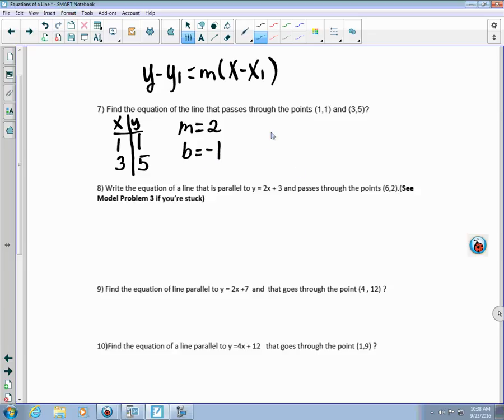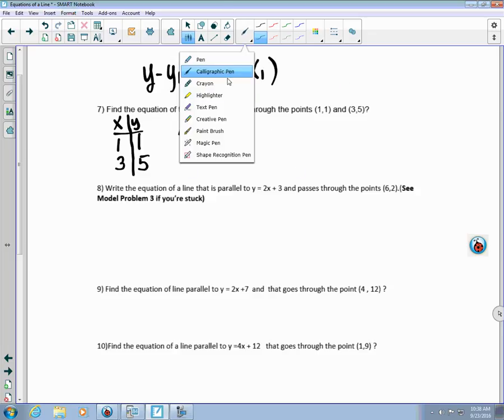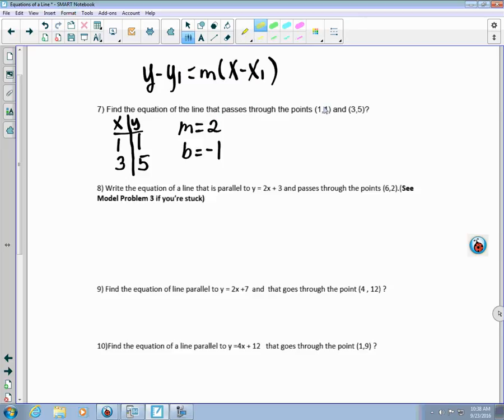All right. So I don't need the b, I just need the m. Does it matter which point I use? No, it really doesn't matter. I just picked the first one. If you pick the other one, it's okay. So y minus 1 equals 2 times x minus 1. See, that's why I picked that one, because both of them are 1s, right?